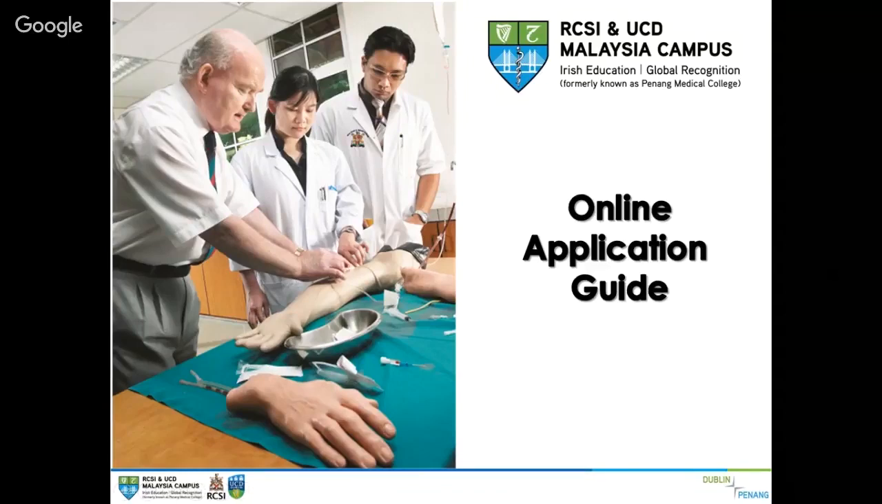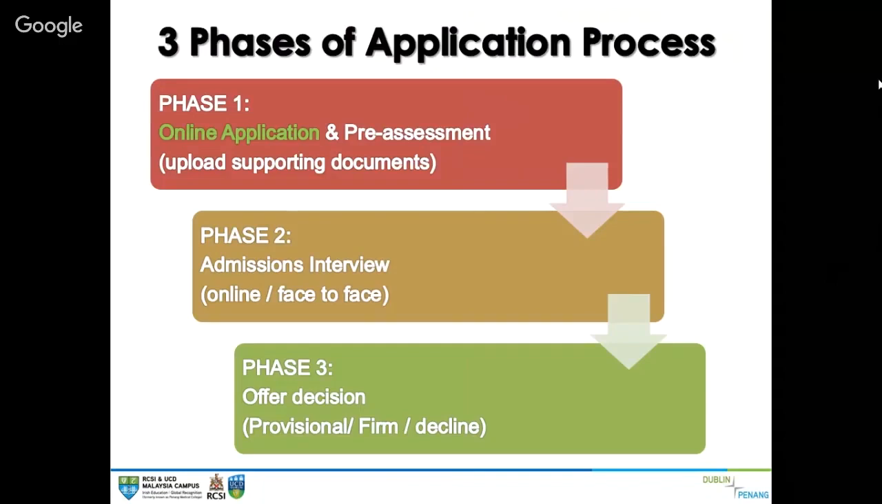So for today's session, I'm going to guide you step by step on how to do the online application and how to submit it. Before we go further, I would like to explain the three different phases in this application process. As you can see on the screen, the first phase is the online application and the pre-assessment, where you'll need to upload the supporting documents. The next phase is the admissions interview, where the student can opt to do it online or face to face. The third phase is the offer decision, where once they have completed the interview, they will be offered based on the qualifications on the academic transcript that they have submitted: will it be a provisional offer, a firm offer, or will the student be declined? Today we are going to focus on phase one, mainly the online application.